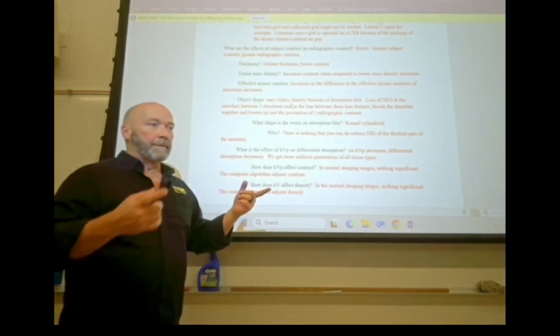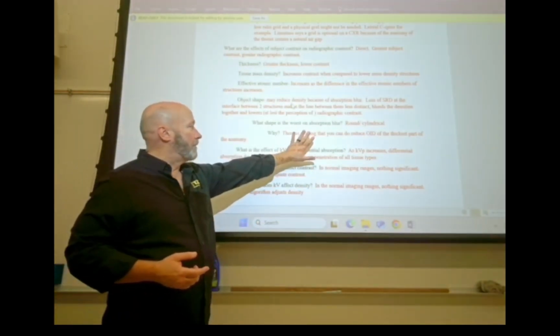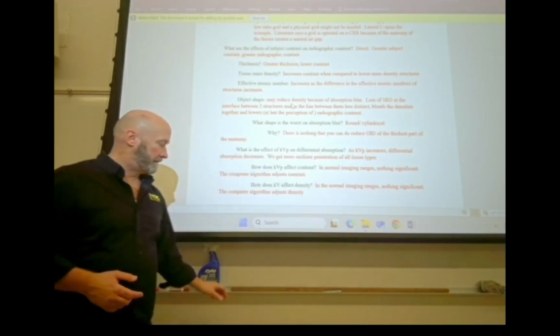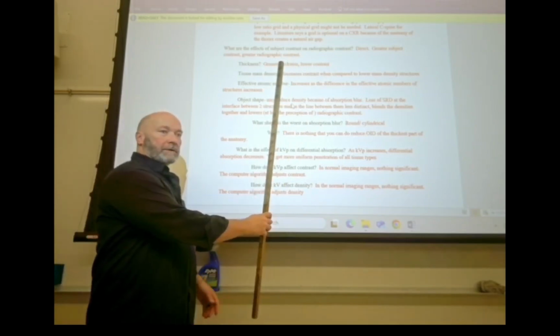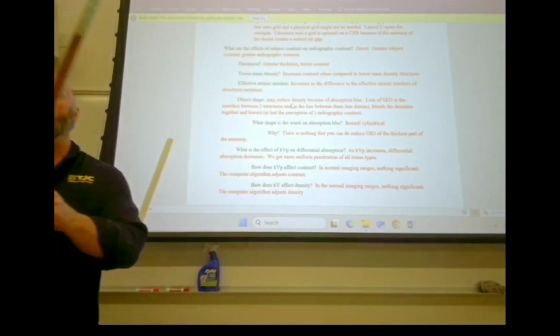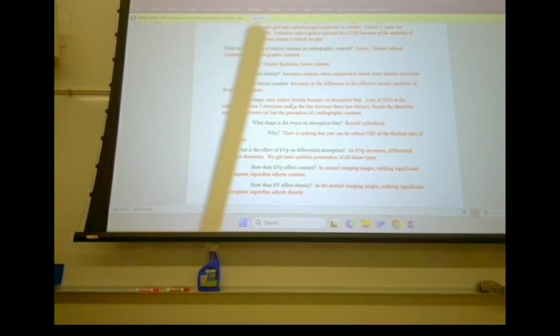So thinking about penumbra, you see how well the shadow looks here, and let me do this so that I can get closer to that. You see how well the shadow looks here, right? But if I get way out here, what do you see?